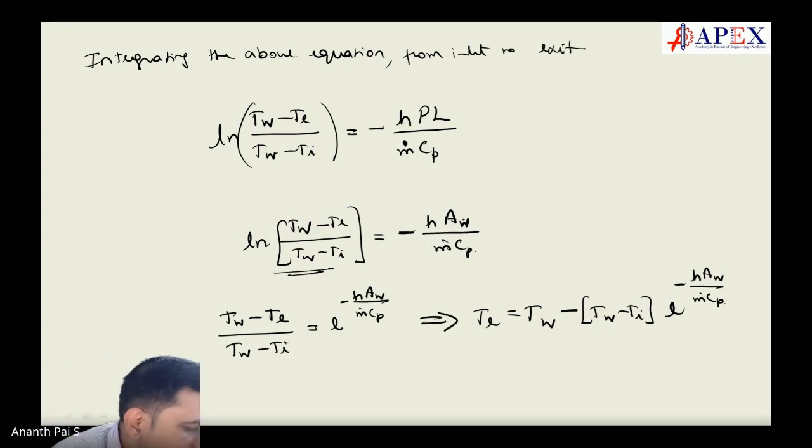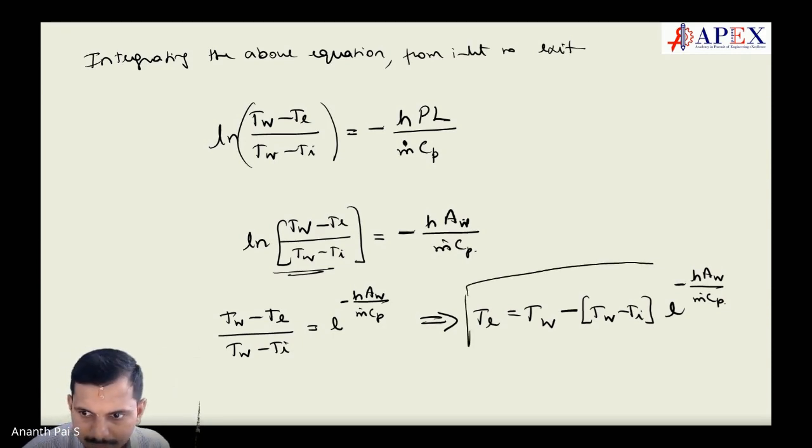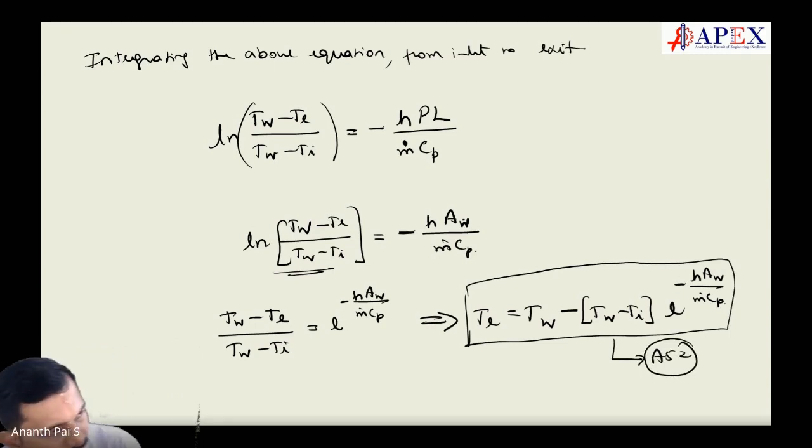We will write LMTD. Make sure this is important. Very, very, very important. Arbitrary equation 52.